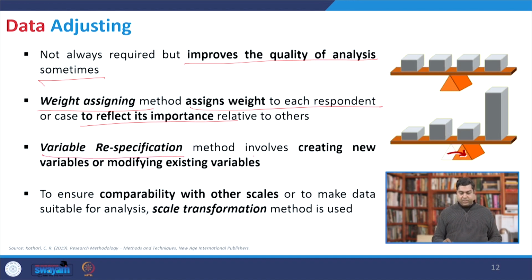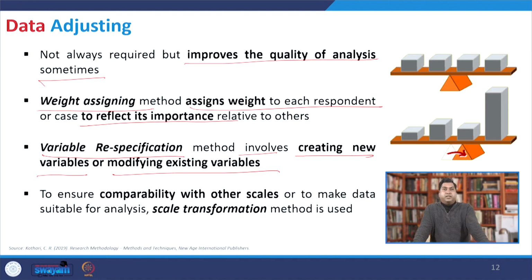The variable respecification method involves creating new variables or modifying existing variables. Sometimes if you have two variables measured, and in your analysis you want them combined, you can take two variables and represent them as one. For example, in a spatial analysis, you have the population data separately and the area separately. Out of that you can create a new variable called population density, which is population divided by area. So you create a new variable out of the data and use it.